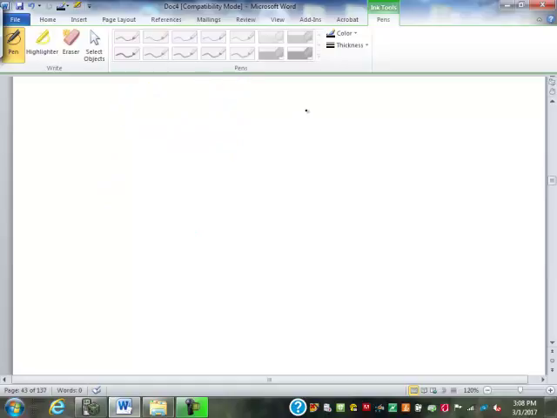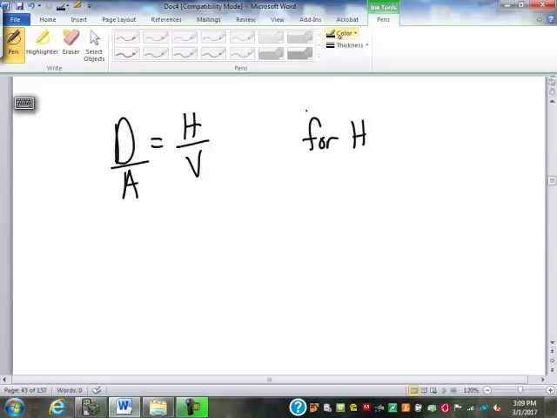So let's go back to that previous problem. Well, let's do one in between here first. Let's say I have something like D over A equals H over V. And I want to solve this for H. Well, here's H. The only thing that is keeping H from being alone on that side of the equation is it's being divided by V. So to solve it, I get rid of the V by multiplying by V.